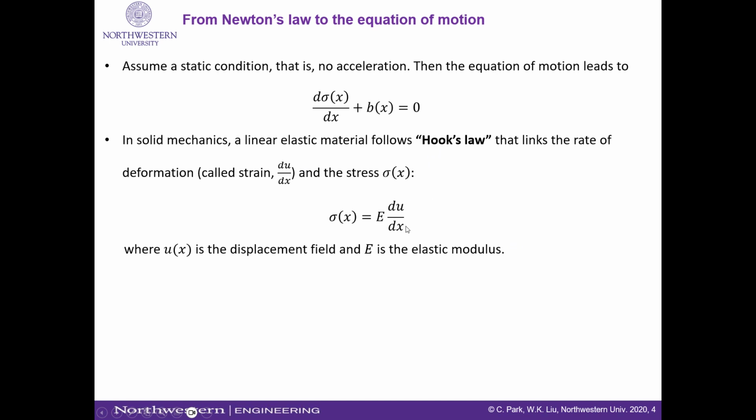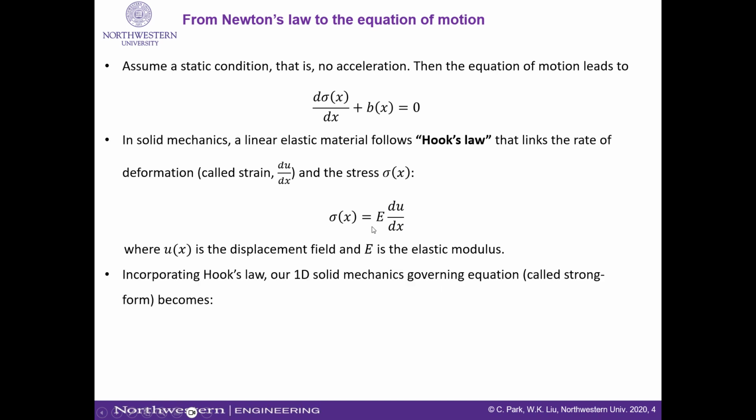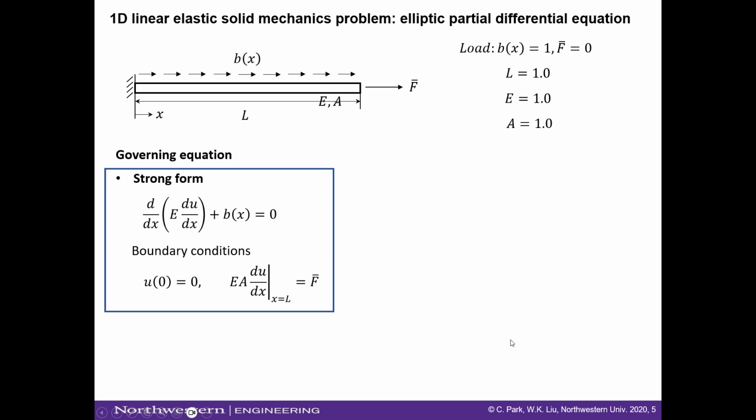So this is Hooke's law. Basically, sigma is the product of a constant called Young's modulus times the derivative of the displacement field, which is called the strain. So basically it's the strain times the elastic modulus. If you plug this in, then our governing equation, which is called the strong form, becomes this. It's a second order differential equation with respect to u, the displacement field. And there's also a boundary condition, which depends on the problem. So this is the problem statement that we want to deal with.